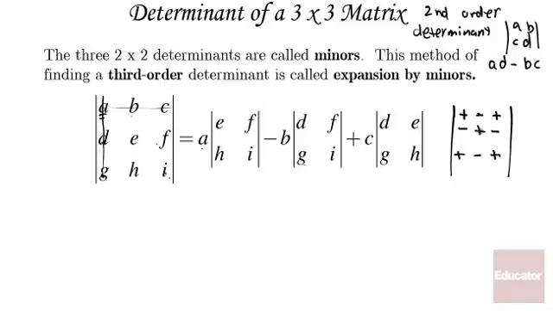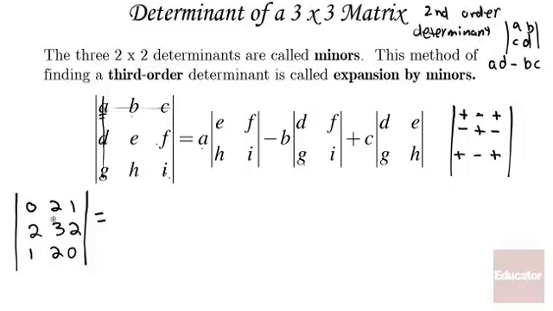Then I would take this second element, I would cross out this column and this row and take what's left, and so on. Let's do an example of expansion by minors. First example: 0, 2, 1, 2, 3, 2, 1, 2, 0. I need to find this third order determinant using expansion by minors, and I'm going to expand along the first row just to keep it simple, like we did up here.